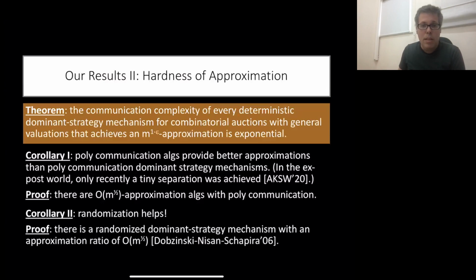And we also get that randomization actually helps, because there are randomized dominant strategy mechanisms with an approximation ratio of square root of m. Again, if we insist on deterministic dominant strategy mechanisms, then the approximation ratio gets much worse. So that's also a separation between randomized and deterministic mechanisms. We don't know such a separation in the ex post world.